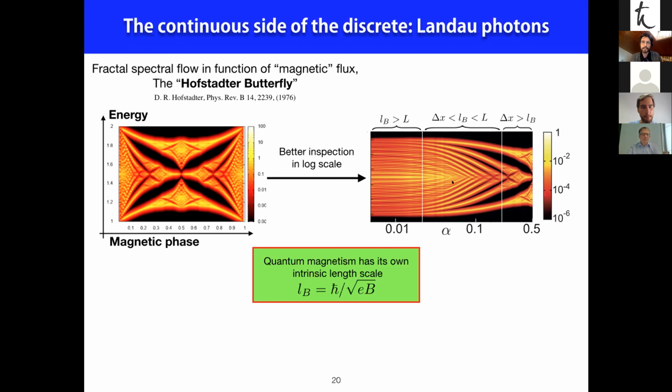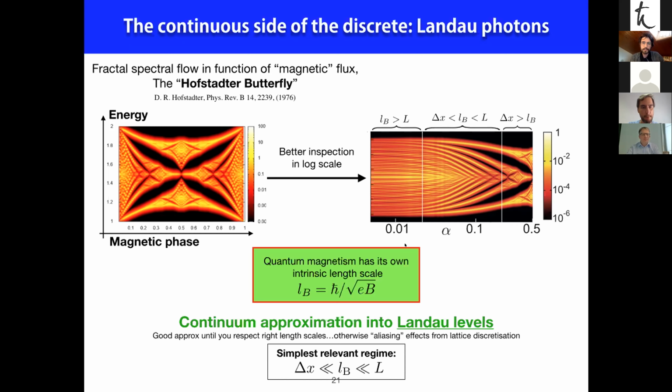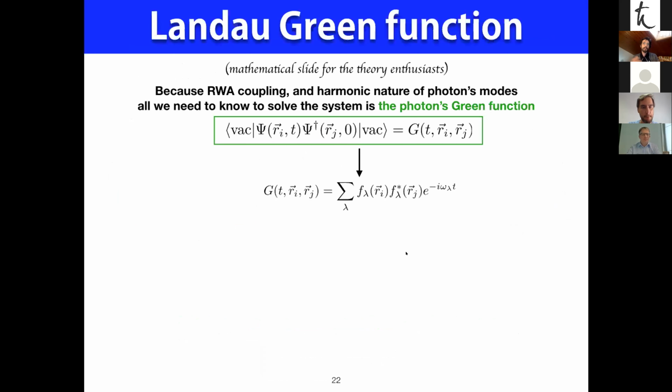And then you have this length scale in between, in which the magnetic length is much larger than the lattice spacing and smaller than the lattice size. In this region, we can take a continuum approximation, and we can consider these bands as basically the Landau levels, which are very well known in standard quantum mechanics. And this opens up a huge variety of opportunities. Why?